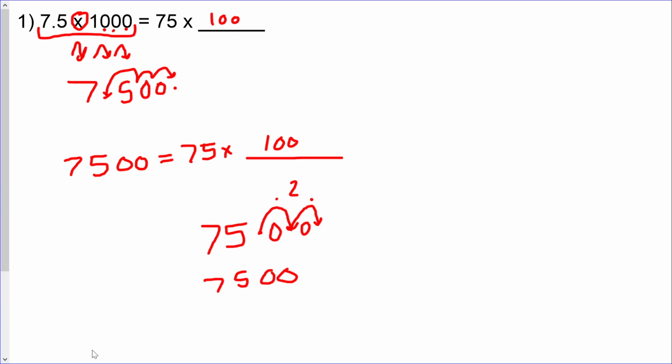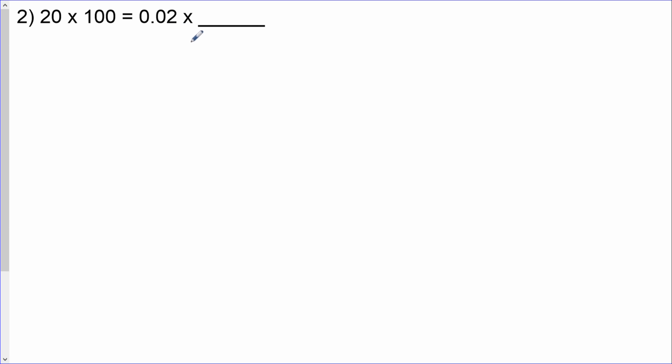Let's have a look at another one. 20 times 100 equals 0.02 times something. Again, it looks a challenging question because we've got a calculation here and a calculation here. However, we always find the complete side and we calculate that first. We look here, is this side complete? No, it is not, because we've got a missing value here. This side, the left hand side of the equal sign, is complete though. There is no missing value.